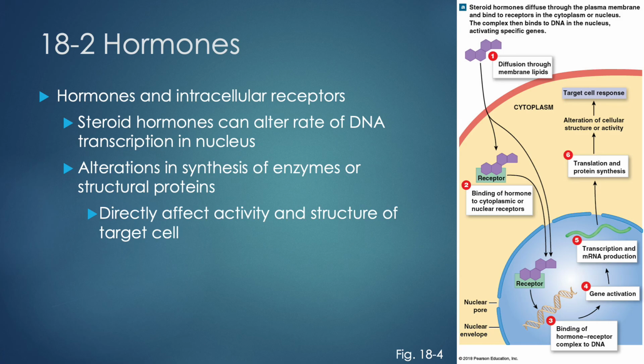One of the ways that hormones affect cells is by affecting gene activation. So, hormones and intracellular receptors together can alter the rate of DNA transcription in the nucleus. And the alterations in the synthesis of either enzymes or of structural proteins will directly affect the activity and the structure of the target cell.